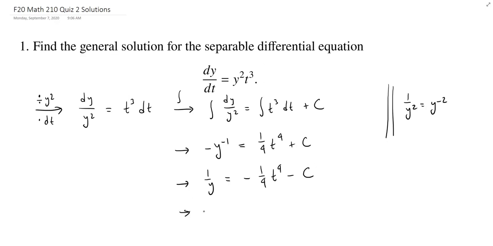And then finally, if I want to solve for y, I need to take the reciprocal of both sides. So y equals, well, now I need to take the reciprocal here, 1 over negative 1/4 t to the 4th minus c.